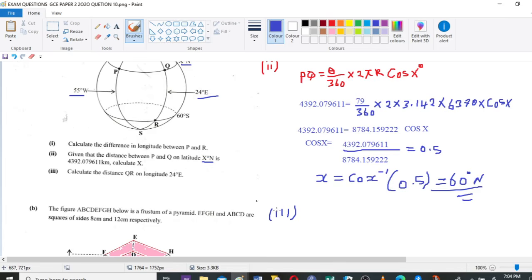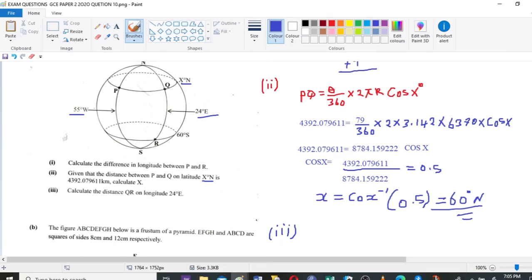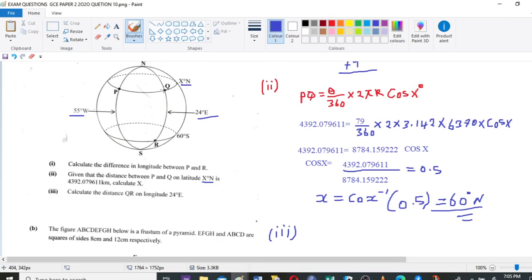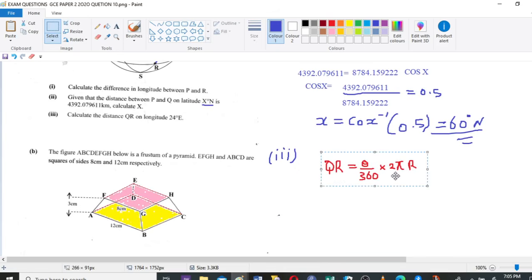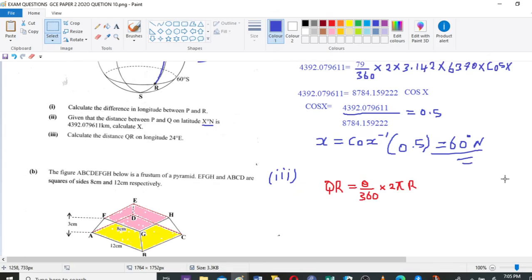Okay, so question 3, we are being asked to calculate the distance QR on latitude 24. So we can just make this be highlighted. So the distance we want now is QR. This is the one. This is the distance along the longitude, right? So along the longitude, how do you calculate the distance? Well, you apply the formula for the distance along the longitude, and this is the formula we use.